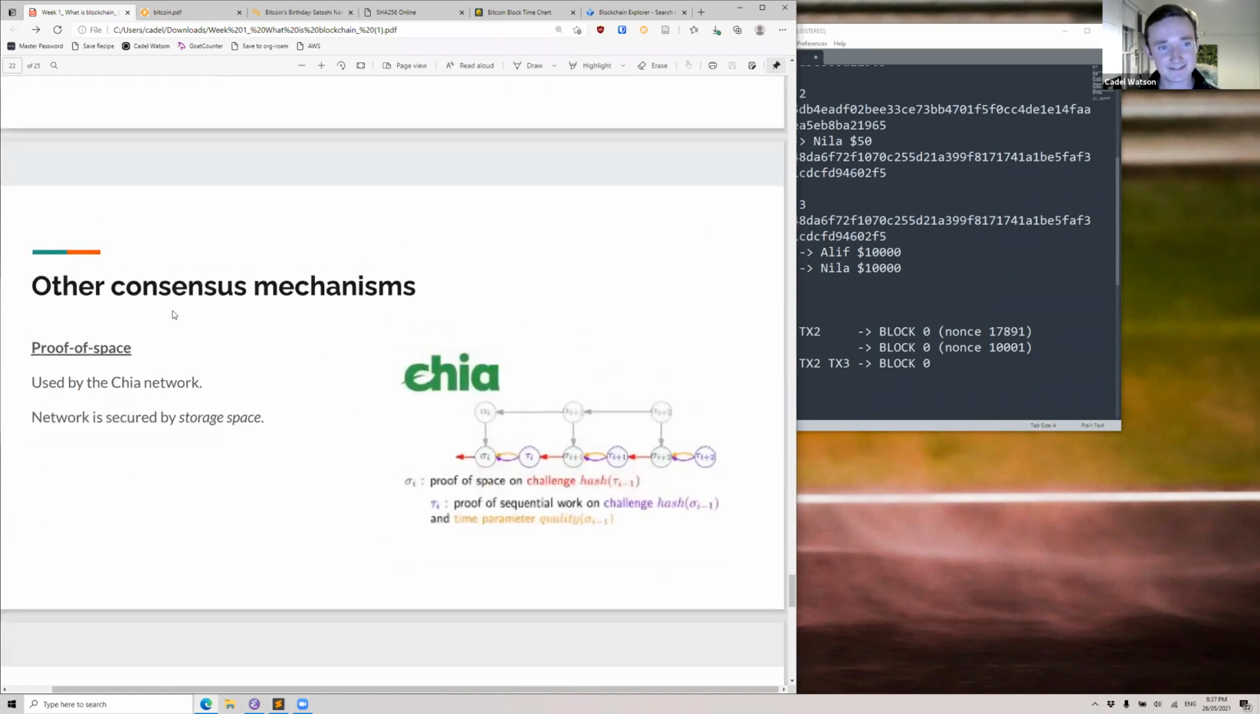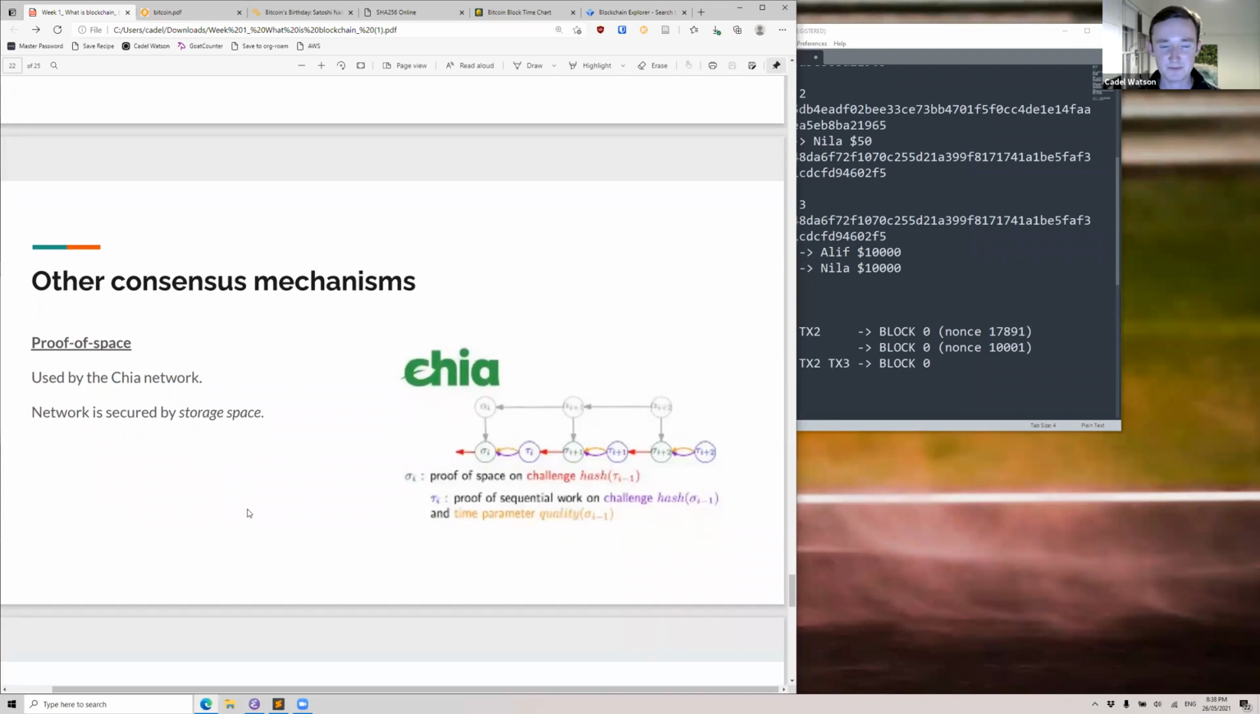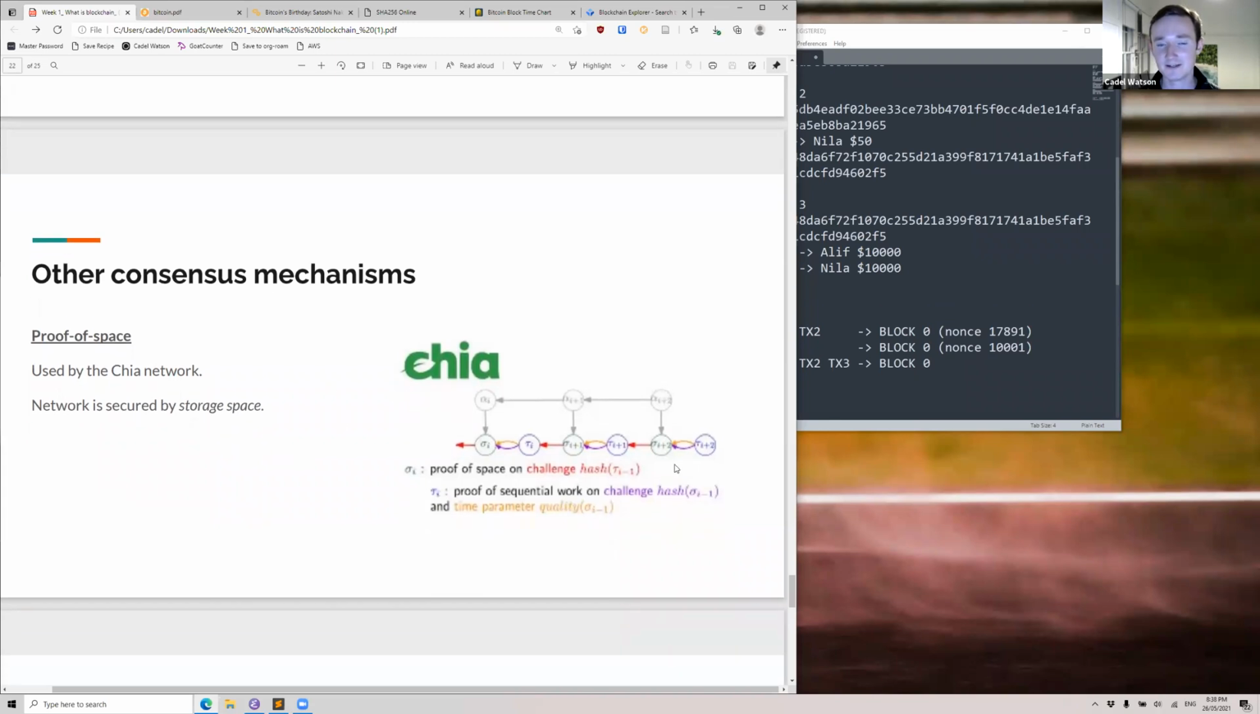There is another consensus mechanism that we'll call proof of stake. And this is very new. It's just hitting the hype at the moment with a network called Chia. And I don't really understand how it works yet. I haven't looked into it too much. But instead of being secured by hash or by computer power, the network is secured by how much storage space you have. So if you have 10,000 hard drives, you have a higher chance of creating a block than someone with one hard drive. It's supposed to be more sustainable than Bitcoin, but you also need 10,000 hard drives, so it's not really that sustainable at all.